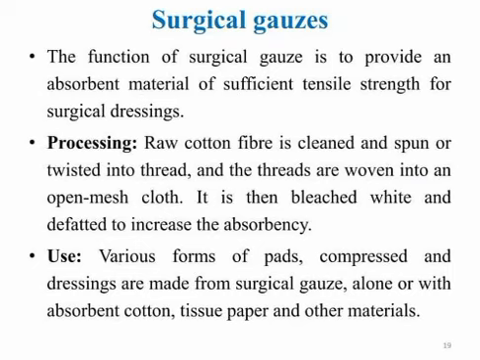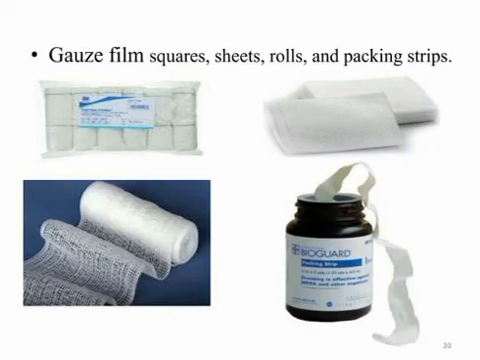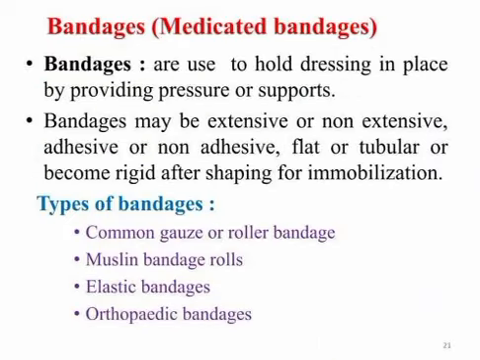It is mainly used for the various forms of pads. Compresses and dressings are made from surgical gauze. Along with the absorbent cotton, tissue papers, and other materials, it is used for preparing various forms of pads. These are some of the pictures of gauze fillings or gauze bandages.